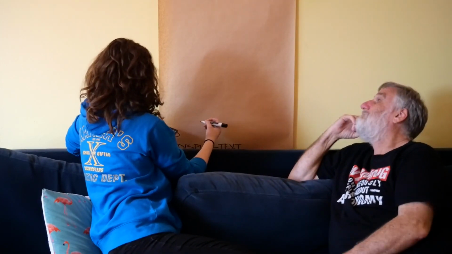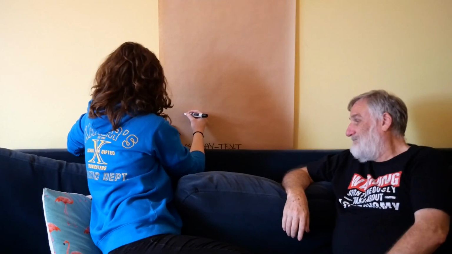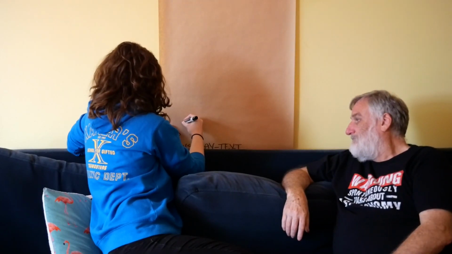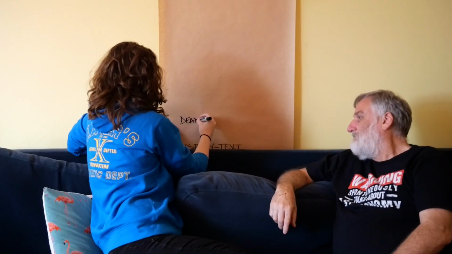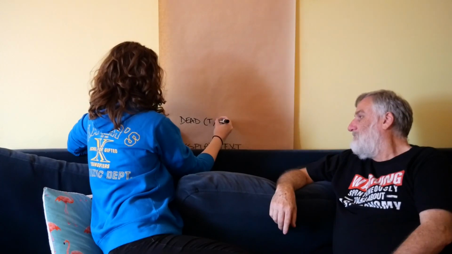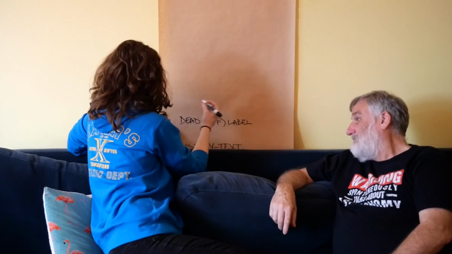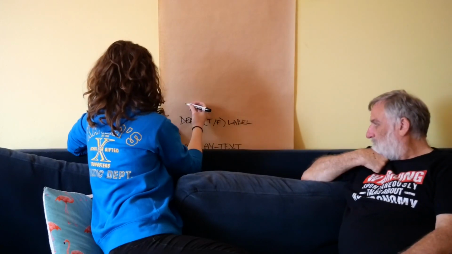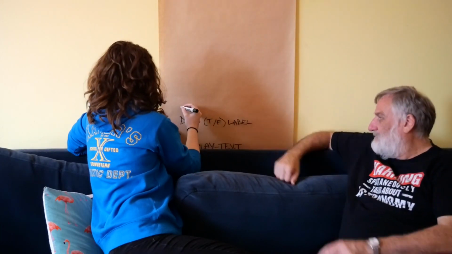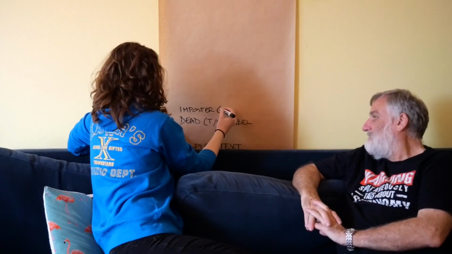I'm going to do this backwards. So just know that this is characters, but I'm not writing the heading yet because I'm doing it upward. Okay. So characters have a dead true/false label, because they can be alive or they can be dead. They have an imposter true/false label.